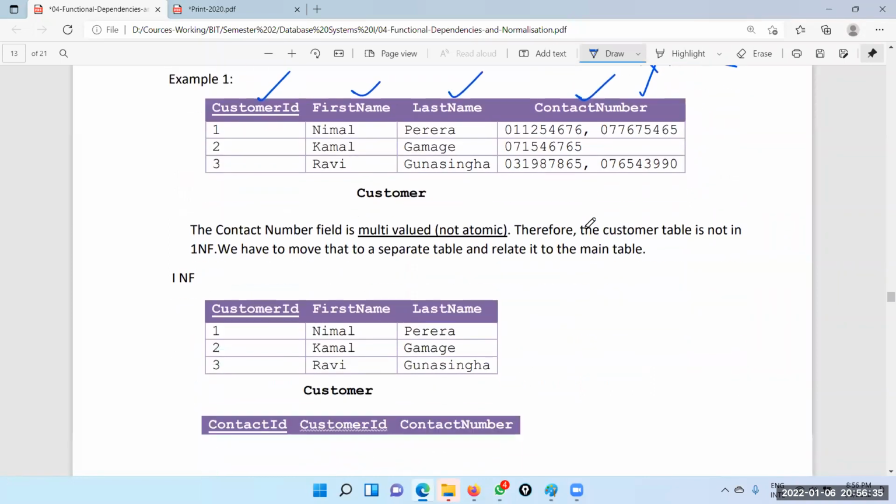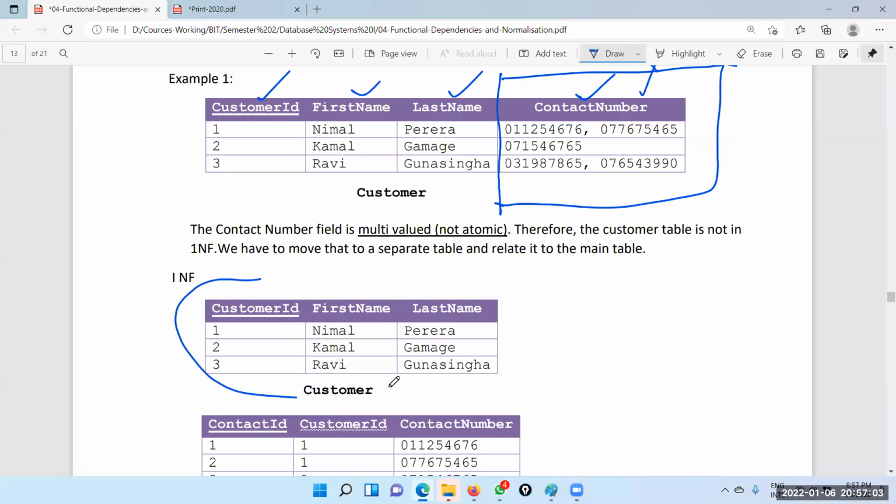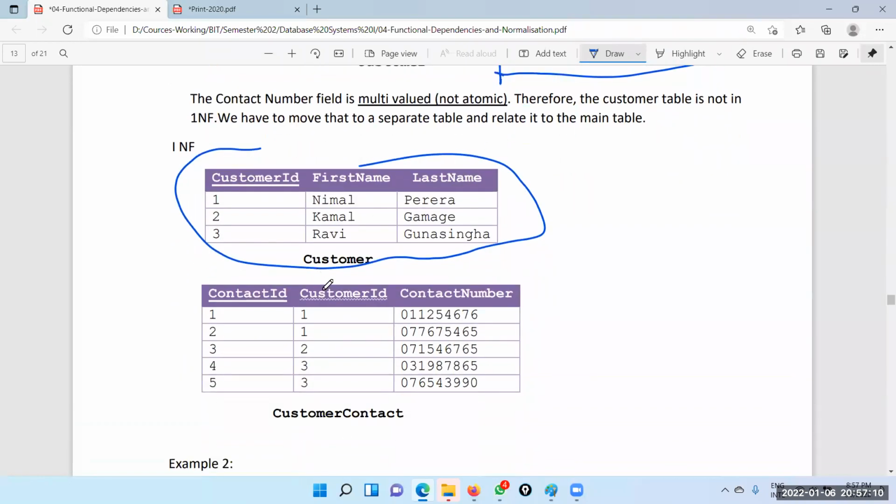Now what is the solution? The solution is you have to take the field that violates the first normal form into a separate table. Make it one to many. One employee can have many contact numbers, the contact details. So therefore, you have to take this out. Now your customer table has only customer ID, first name and last name. Okay, so you take it out and put it into a separate table.